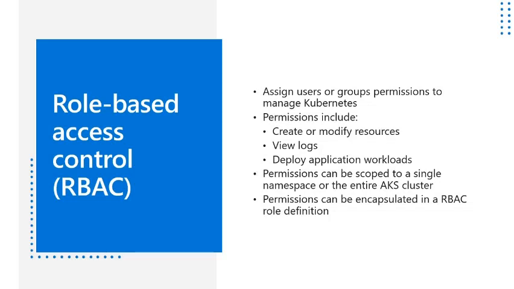Kubernetes uses role-based access control. This control mechanism lets you assign users or groups of users permissions to do things like create, modify resources, view logs, as I already said, and run application workloads. These permissions can be scoped to a single namespace, or can be granted across the entire AKS cluster. With Kubernetes role-based access control, you can create roles to define permissions and then assign those roles to users with role bindings.